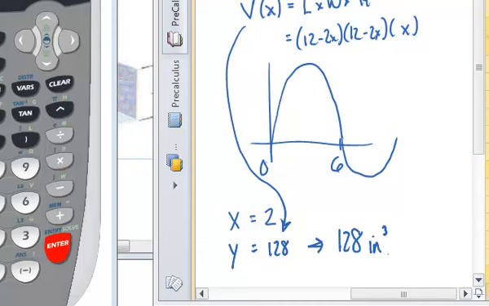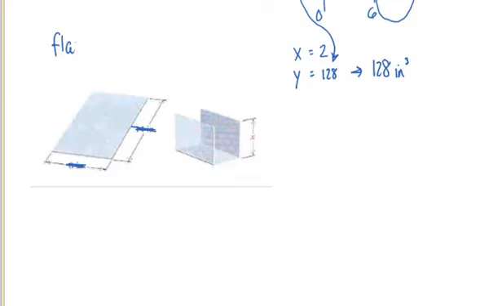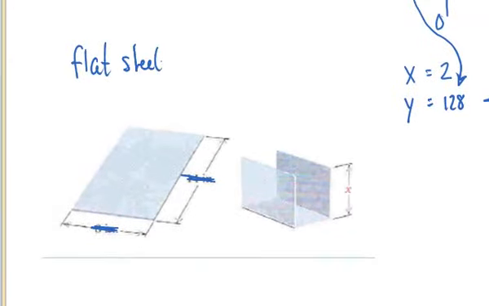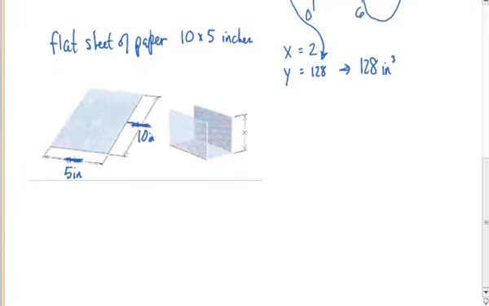I'm just going to pause. I'm going to change the display so we can work on the other type of box that we discussed today. Now in this problem, we have a flat sheet of paper. And let's just give the dimensions, let's say the dimensions are 10 by 5 inches. Where this dimension here is 5 inches, and this dimension here is 10 inches.